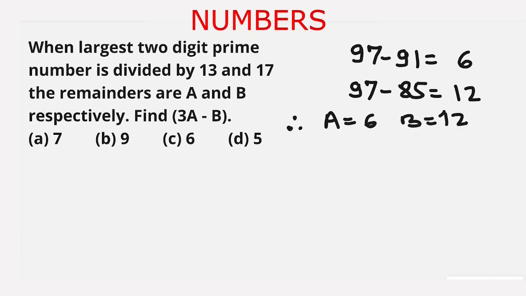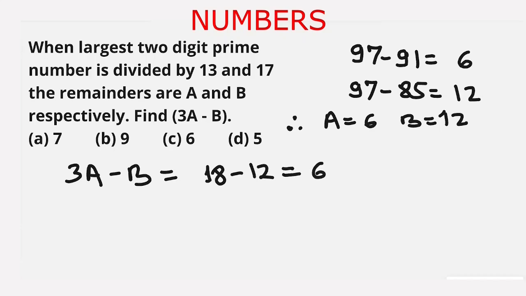Now 3A minus B. 3A is 3 times 6, which is 18, minus B which is 12, equals 6. So our answer is option C, 6. I hope you have understood the solution of the given question. We go to the next question.